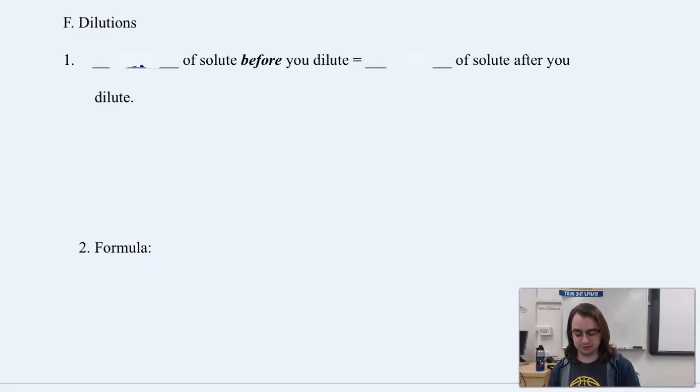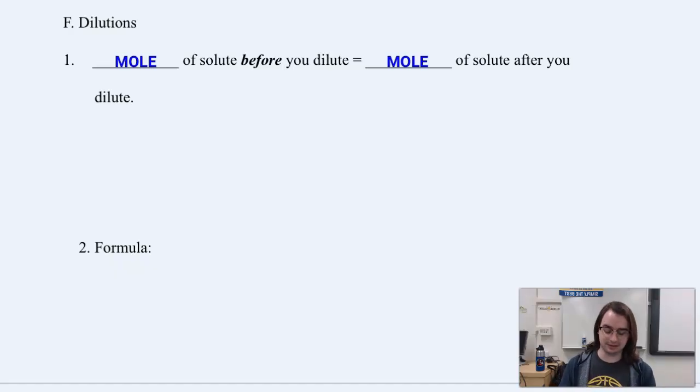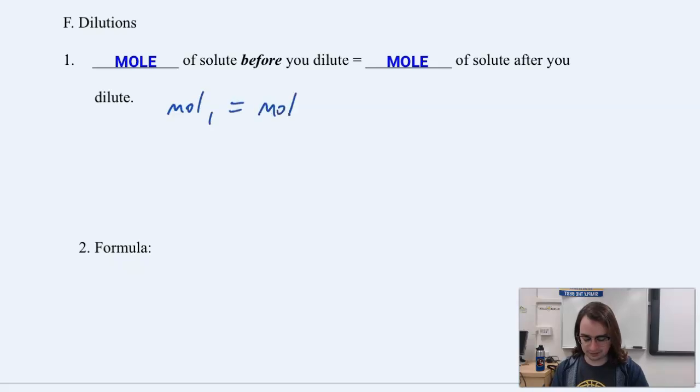This is how a dilution works. The moles of the solute before you dilute equal the moles of the solute after you dilute. So that means that the moles before we dilute equal the moles after we dilute. The whole concept of dilution is that maybe we have a solution that is too concentrated, it's too strong, and we don't want to use that concentrated solution. So instead we dilute it and we add water to it in order to cut down on its concentration.